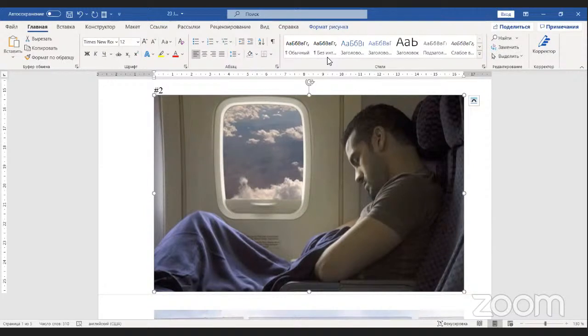In this picture, I see the man who is sleeping now, and he's in an airplane. Maybe he goes on some journey, or maybe he goes to his home or something like this. And I see that he's so tired.